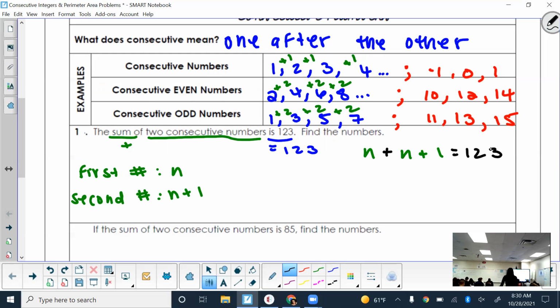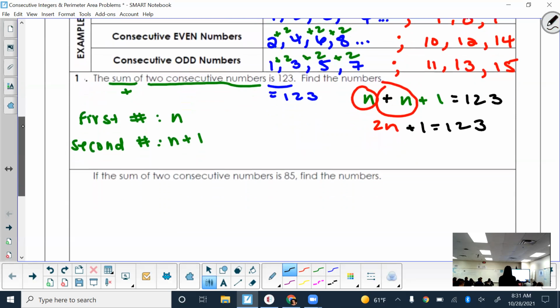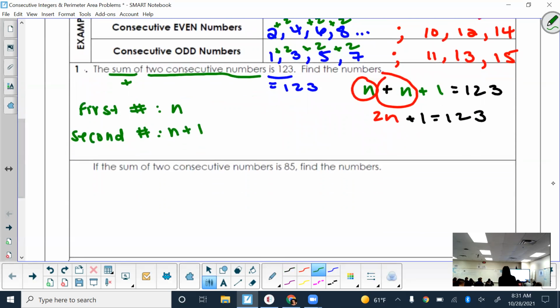Questions about that? All right, now combine like terms. What are my like terms in here? So I have N plus N. What does that give me? 2N. Good. I have 2N plus 1 equals 123. Now I know you guys know how to solve these. So what do I get rid of first? The 2 or the 1? 1. And I get rid of it by subtracting. Good. Do that on each side.